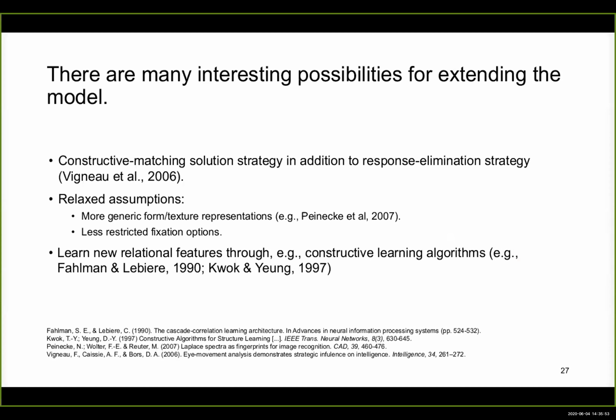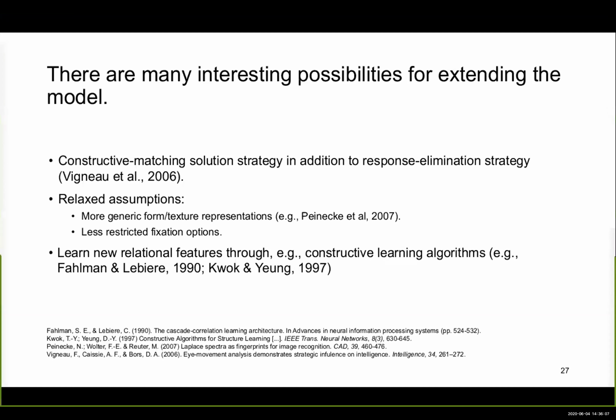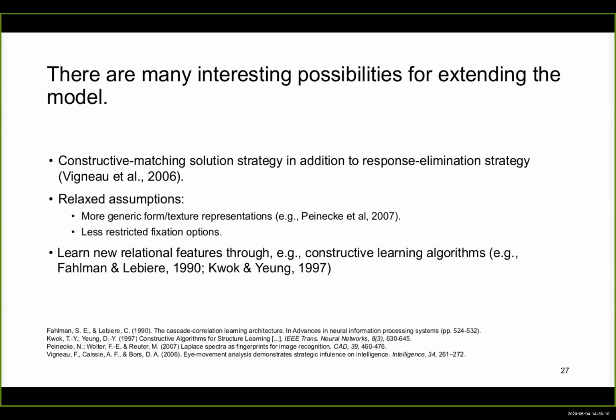We could also relax the assumptions. So more generic form and texture representations, in particular, spectral representations of these things might be a good way to go. And of course, we could relax the fixation options. Finally, it may be possible to learn the relations at play through various algorithms, such as cascade correlation.